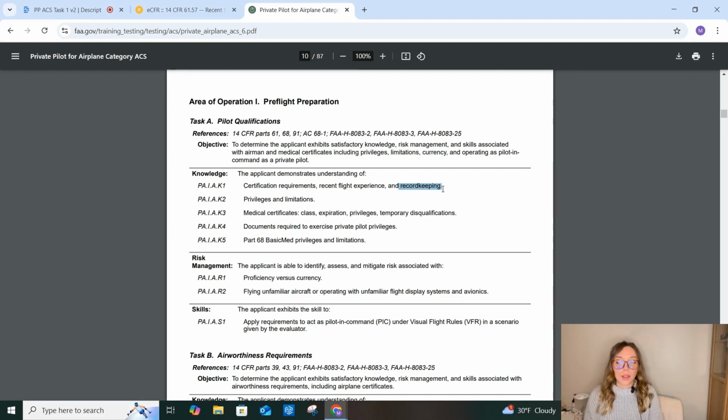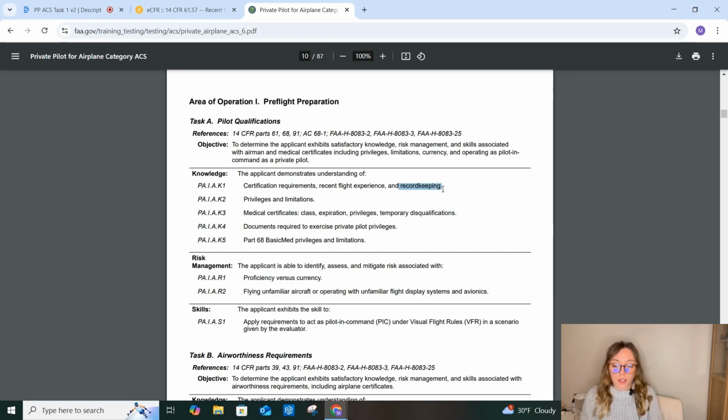So a very common question that I've heard is, do you need to log all of your flights in your logbook? The answer is no, but there's a caveat there. There are certain things that you do need to log. So you don't need to log every flight. You do need to log your biannual flight review. Otherwise, it's kind of like your license is suspended and you're flying on a license that isn't valid.